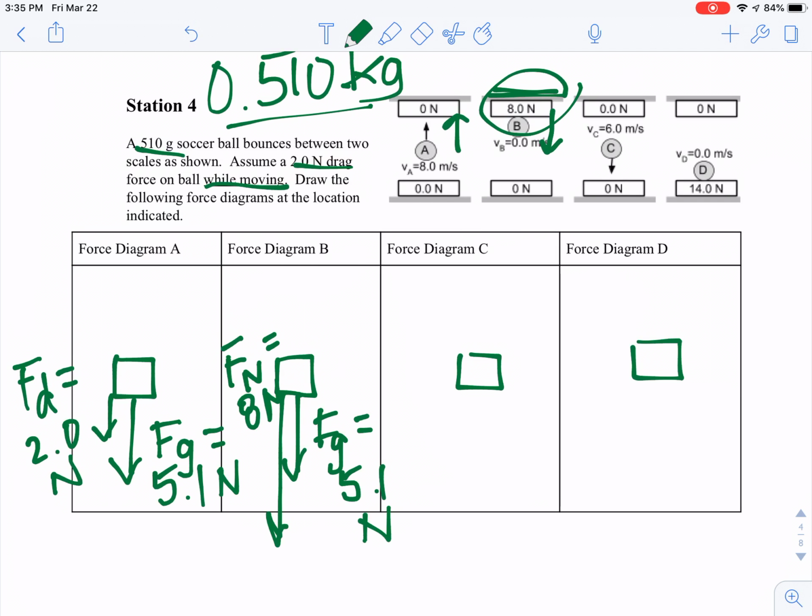Think about if you jump up and hit the ceiling, it's going to knock you back down. It's not going to keep you going up. Okay, next one, C. Oh, and there's no drag because it says V equals 0. It's only got drag when it's moving.